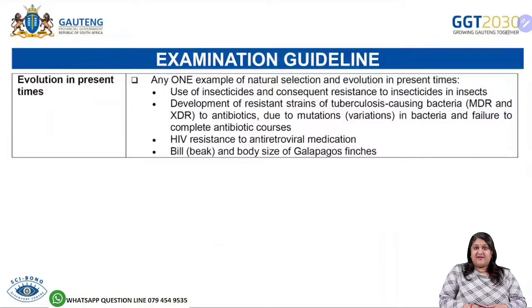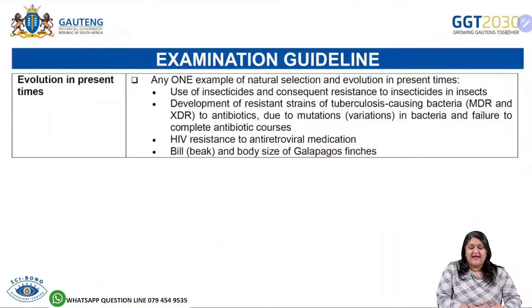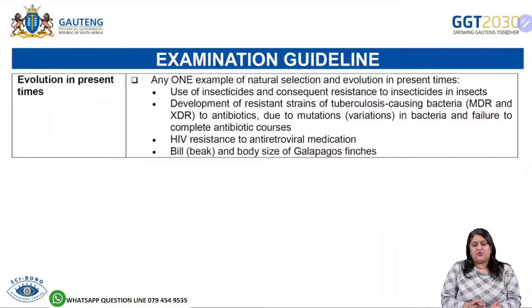We also get the development of resistant strains of tuberculosis-causing bacteria to antibiotics due to mutations in bacteria, and failure to complete antibiotic courses. Okay, so that's like when you maybe have somebody in the family or in the community who had a very bad case of TB and then did not take the antibiotics on time. So what happens is that this drug could not fight that bacterial infection. It could also be because of a mutation. A mutation can happen in the population and that bacteria becomes resistant to drugs.